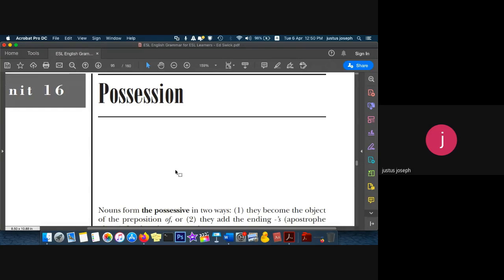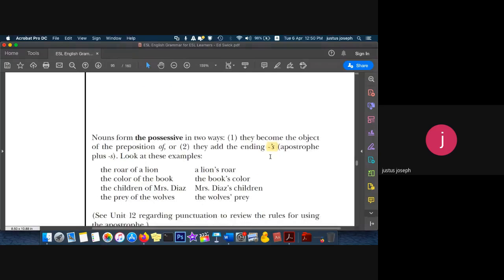What is possession? Anything that is in the possessive form would have this thing, an apostrophe and an s. This is called the possessive structure or the possessive form. Look at the examples. Examples will make things clear for you.